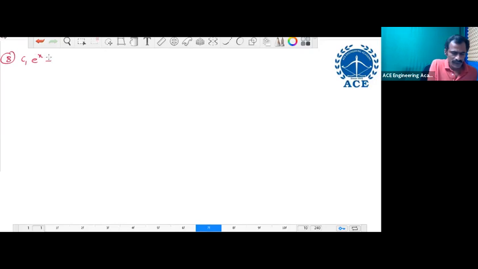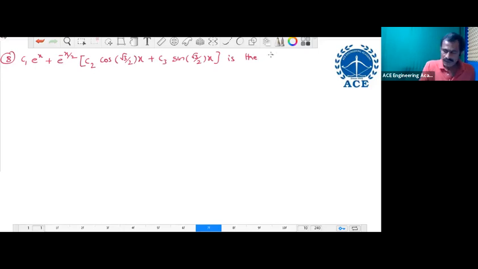C1 e power x plus e power minus x by 2 into C2 into cos of root 3 by 2 into x plus C3 into sine of root 3 by 2 into x is the general solution of the following differential equation.